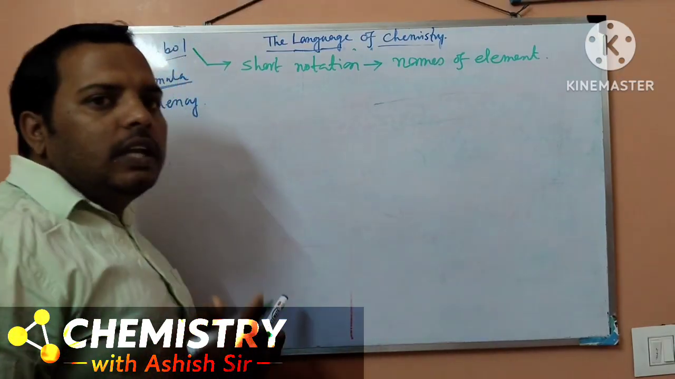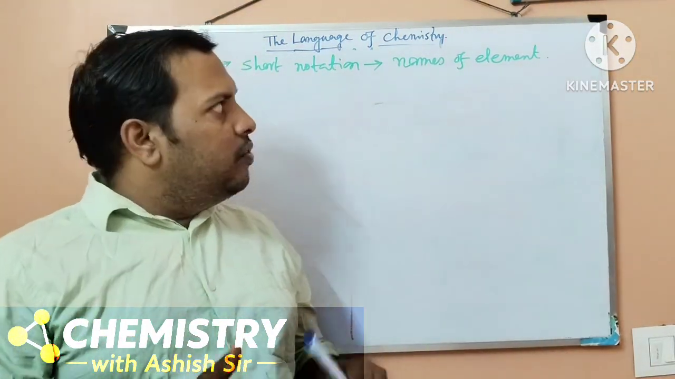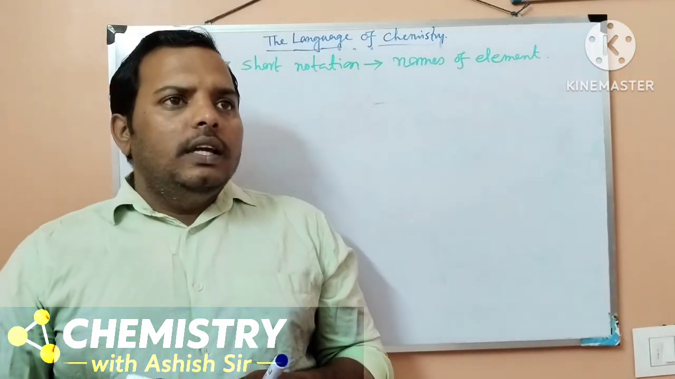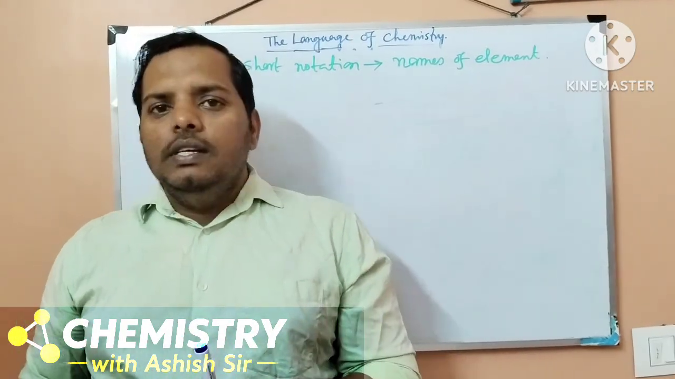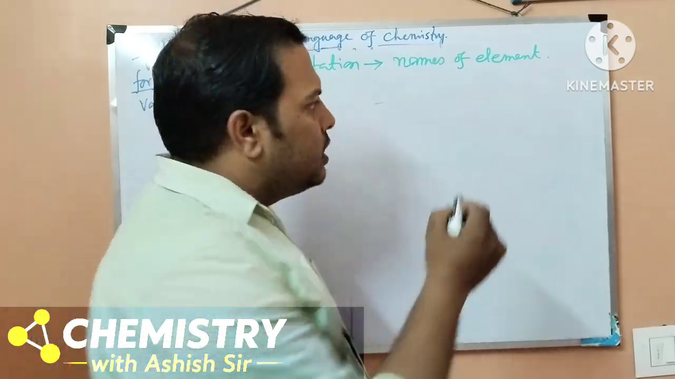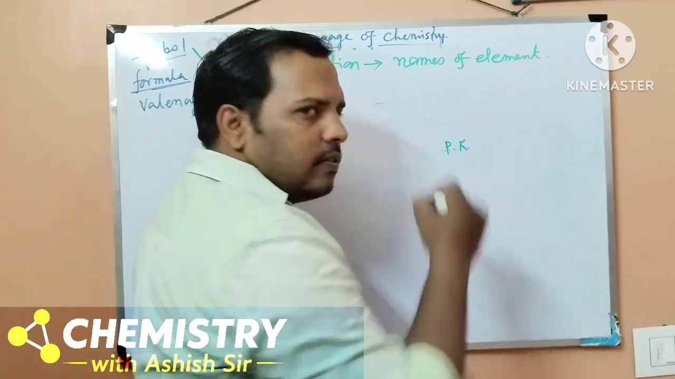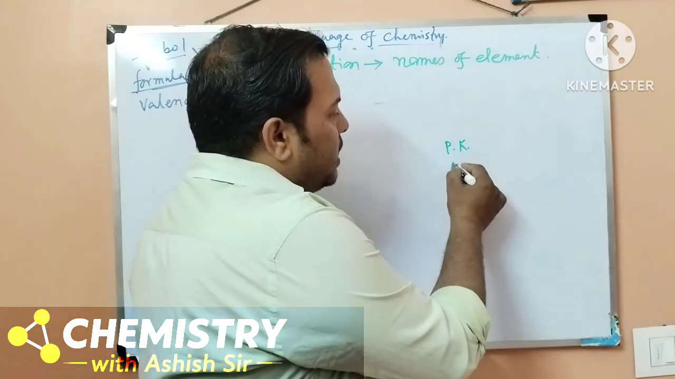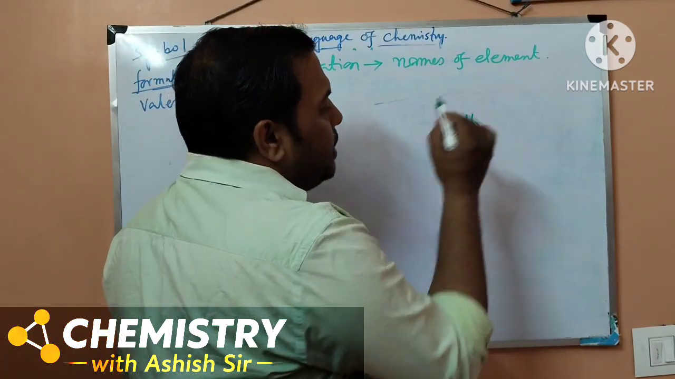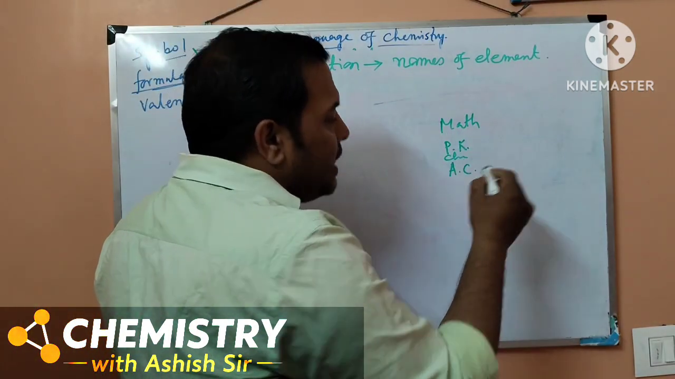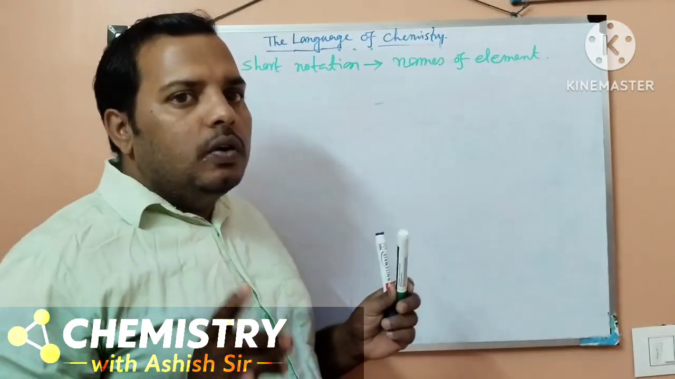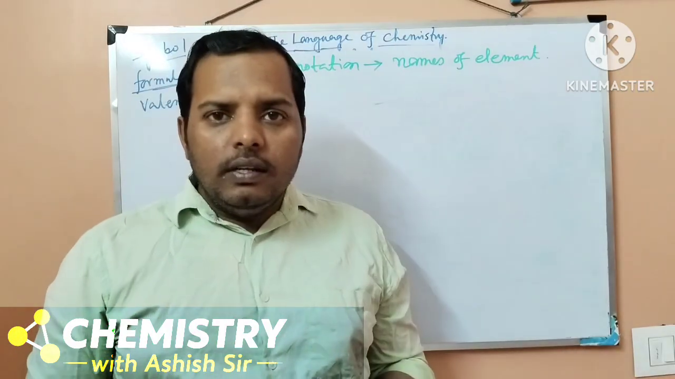So whatever be the name of the element, that can be written in short and that will be represented as their symbol. Such as you know that in your class when the routines are given, beside the subject, math, physics, chemistry, the teacher's name are written in short. Suppose some teacher's name is Piyush Kumar, so it is written as PK. My name will be written in the same format, AC. Like this, you know that math will be taken by PK sir, chemistry will be taken by AC. So what is the meaning of AC or PK? These are the short notation of the full name of those particular teacher.